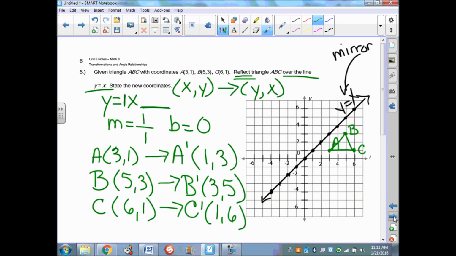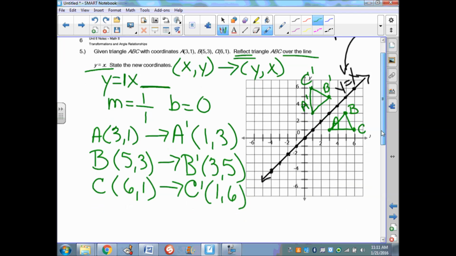A prime is 1, 3. Label it appropriately. Call it A prime. B prime is 3, 5. And C prime is 1, 6. Now let's connect those dots. That last one wasn't the straightest of lines, so let's do that again. I'm kind of off here today. So my prediction was correct, and let's label that C prime.